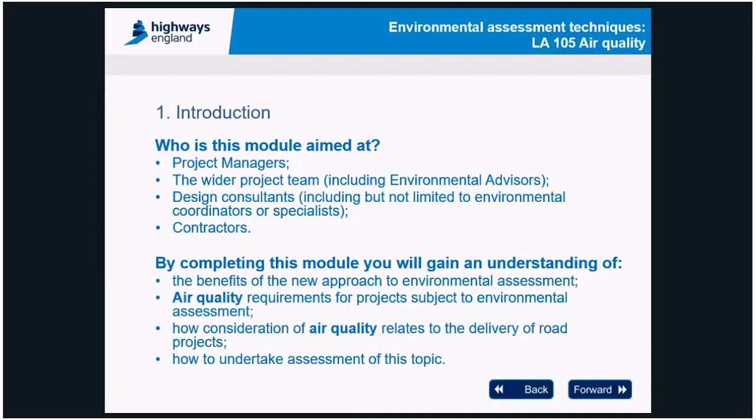Just generally, as part of taking this module and joining this lunchtime session, our aim is that you will gain an understanding of the benefits of the wider approach to environmental assessment, the specific requirements of the updates to the air quality document, how the consideration of air quality relates to the delivery of road projects, and how to undertake an assessment of this topic.